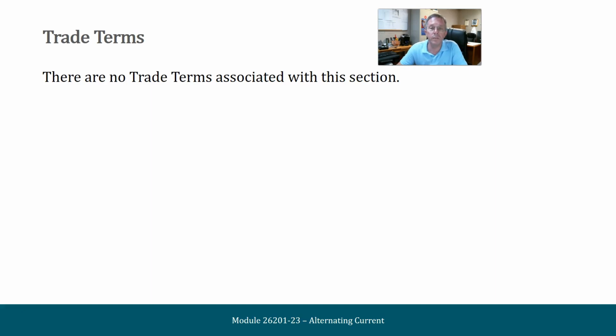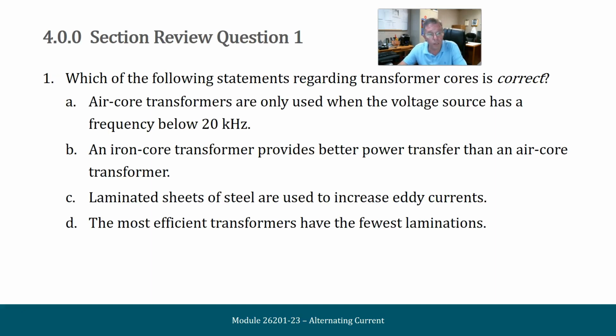There are no trade terms for this section, and there are some review questions for this section. Which of the following statements regarding transformer cores is correct? Air core transformers are only used when the voltage source has a frequency below 20 kilohertz. An iron core transformer provides better power transfer than an air core transformer.